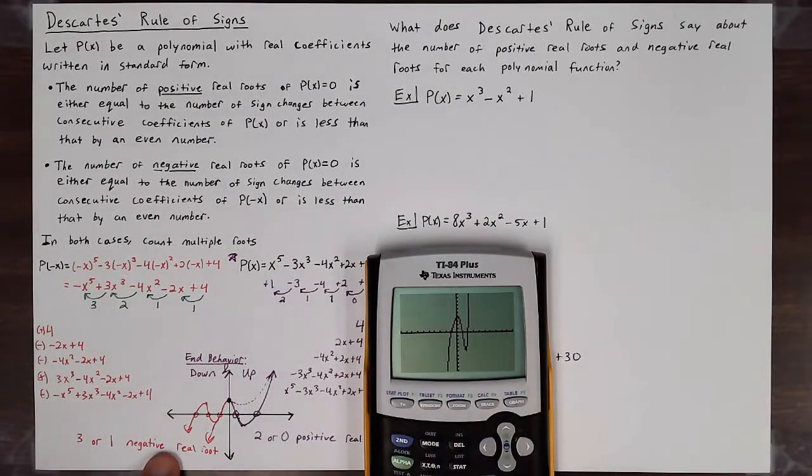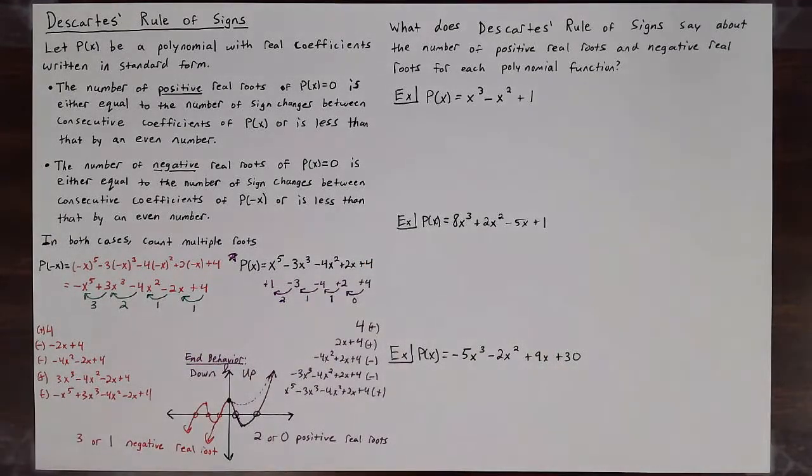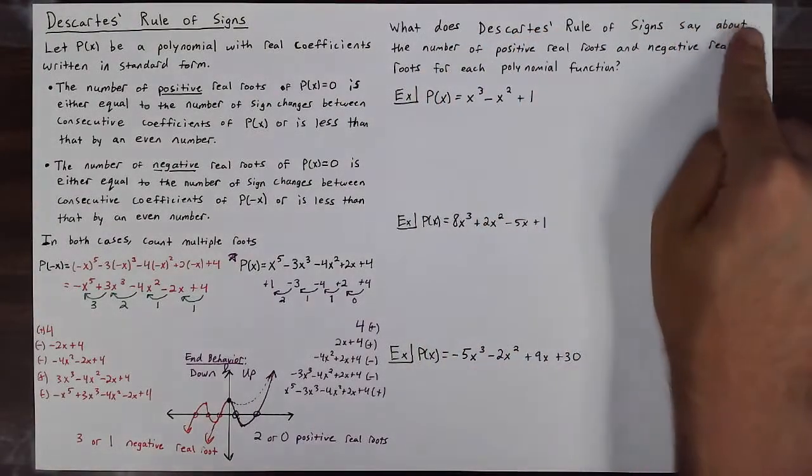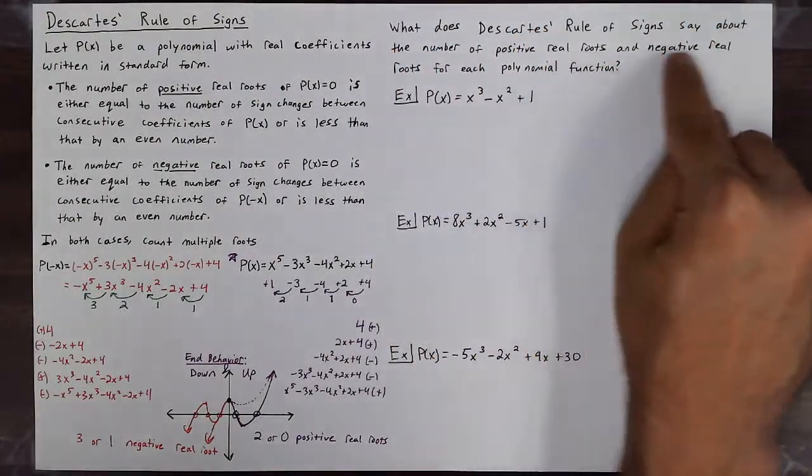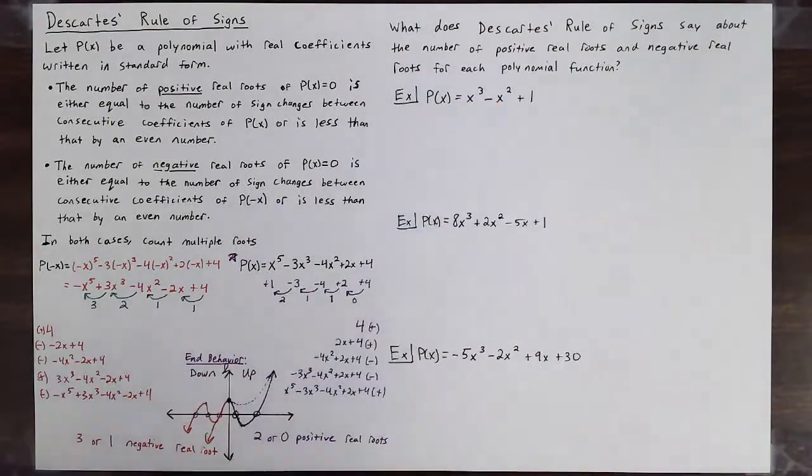So what that tells me is that the other 2 roots are going to be complex or imaginary. But let's put this into practice. So that's the why behind how this works. But let's actually see what we get. So we're going to say, what does Descartes' rule of signs say about the positive real roots and negative real roots for each polynomial function?